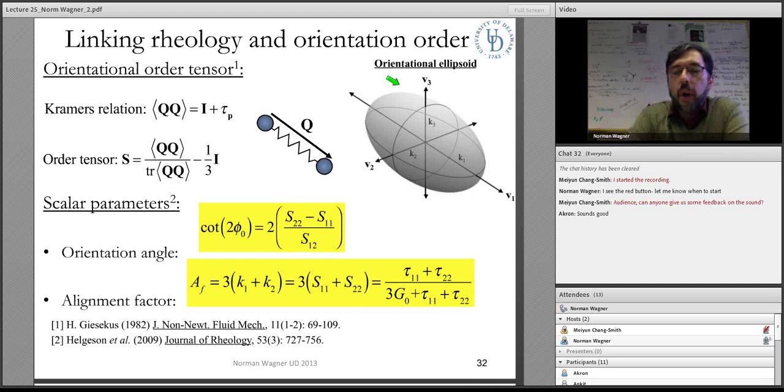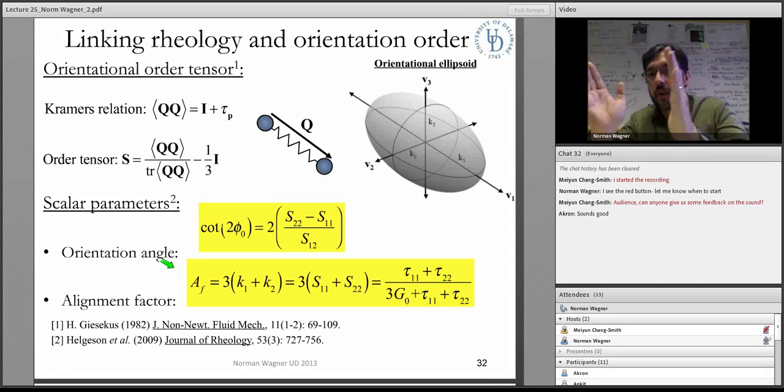There are 2 very important scalar parameters that come out of this analysis, which will be essentially what we're going to measure in neutron scattering. So if I take this shape and I look at a projection of it in the 1-3 plane, or the 1-2 plane, I can define a characteristic angle, theta naught, which tells me how these chains on average are tipped relative to the flow direction. And I can define an alignment factor, which tells me essentially the sharpness of the distribution.